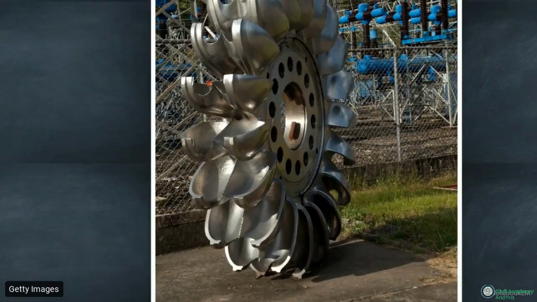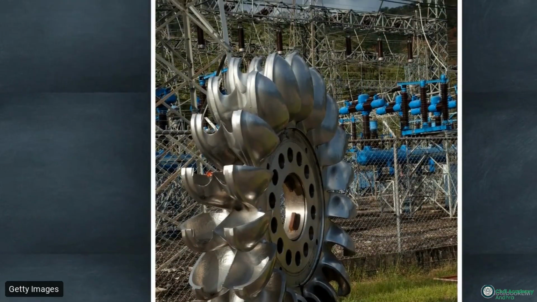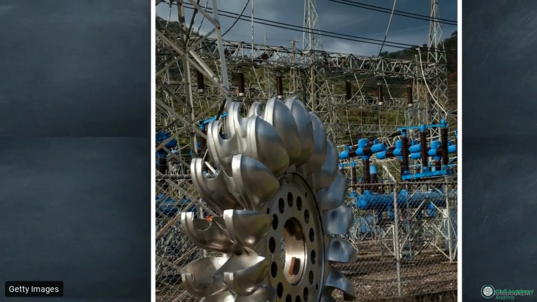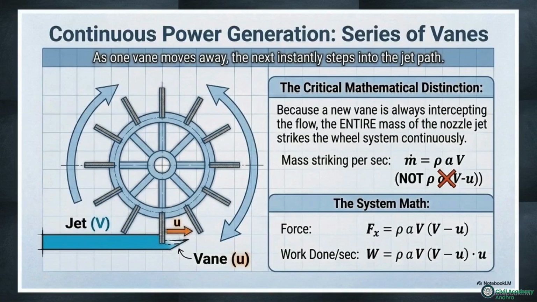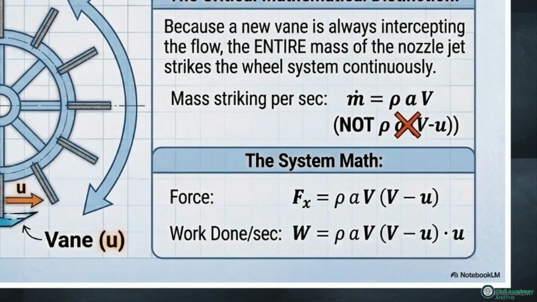To maintain power generation, turbomachinery uses a continuous, unbroken series of vanes attached to a rotating wheel. This diagram models a continuous system. Because a new vane constantly rotates into the flow's path, the wheel intercepts the entire nozzle jet mass. This creates a critical distinction. The mass flow rate reverts to the absolute velocity equation, replacing the single plate relative mass calculation. Combining this absolute mass flow with the relative velocity impact provides the finalized work done per second for a continuous system.